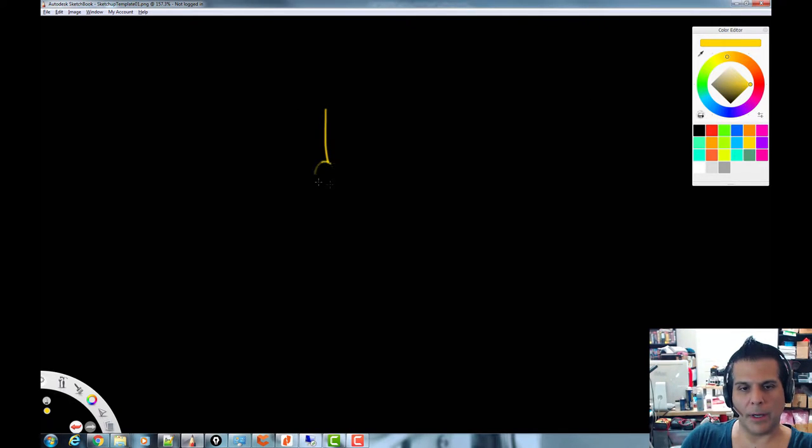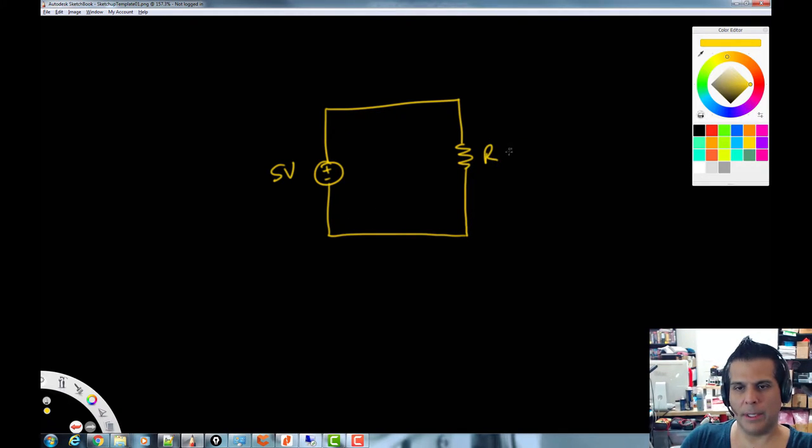So we've got our power source. Let's do 5 volts, which we said. And we're going to put a resistor in here. This resistor, let's say it equals 100 ohms. And that's going to have a current going through it. We're going to call that I. And I is going to equal what?